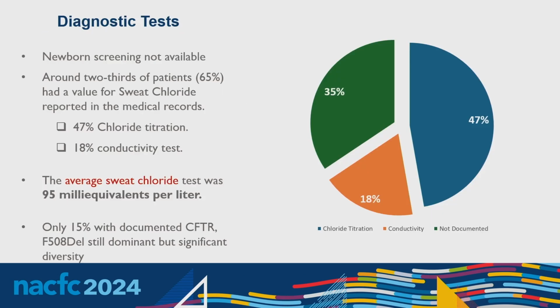Our data also showed there are a lot of gaps in healthcare in Jordan. So we could document a sweat chloride test in 65% of the patients. The other percentage didn't have any sweat testing documented. Only 15% of the cases had CFTR analysis done, and Delta F508 was the most dominant mutation.